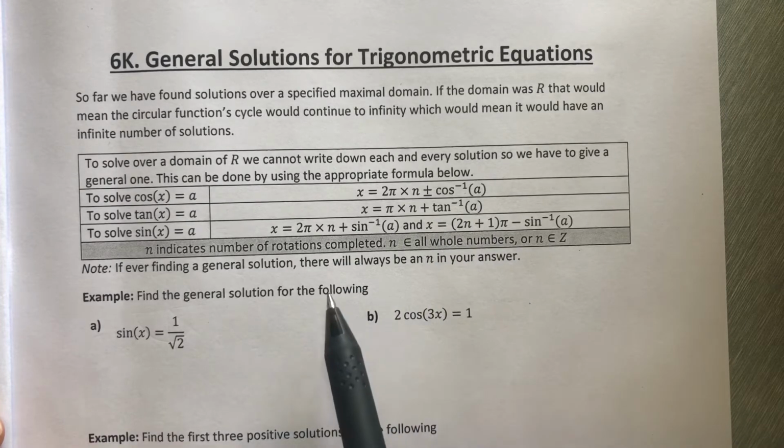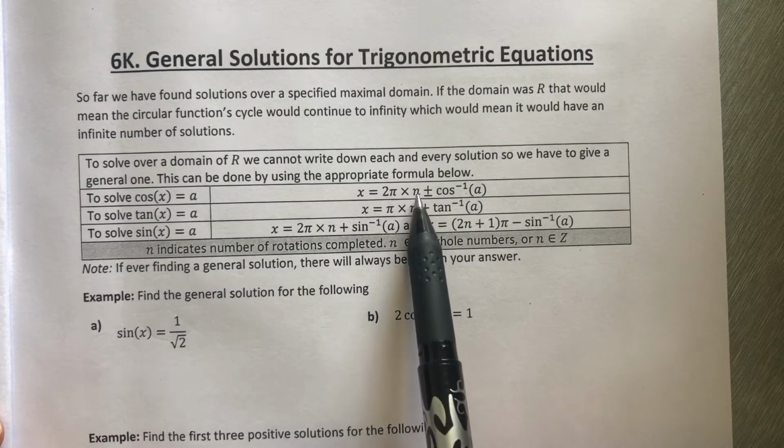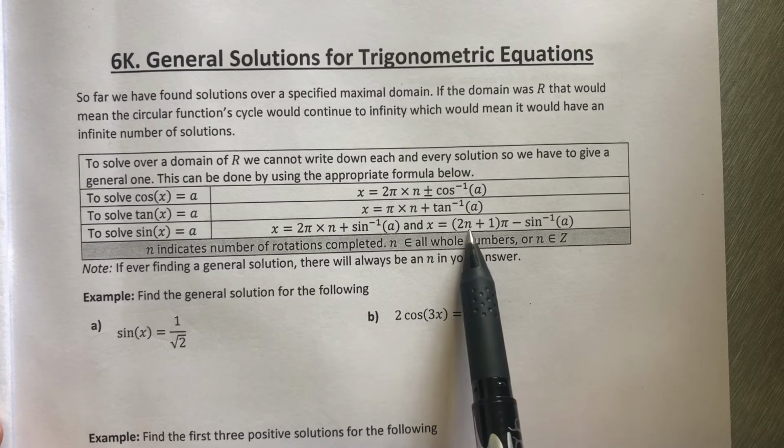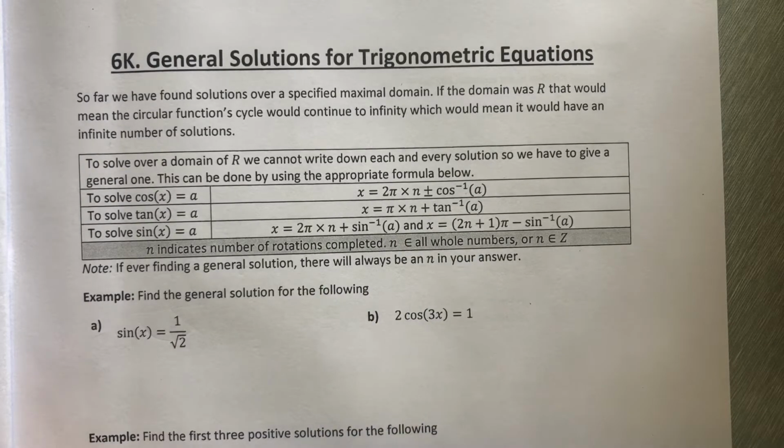Okay, now you might notice that in each of them you have an n. So there's an n there, there's an n there, n there, n there. You're always going to have an n in your answer. What the n means is how many complete rotations around the circle you've done, or complete cycles.